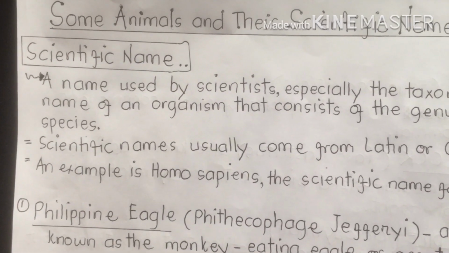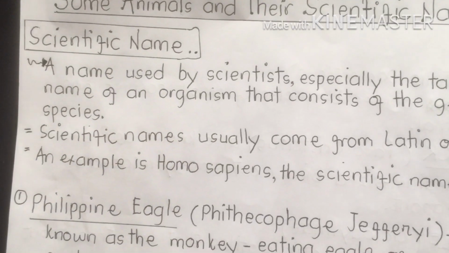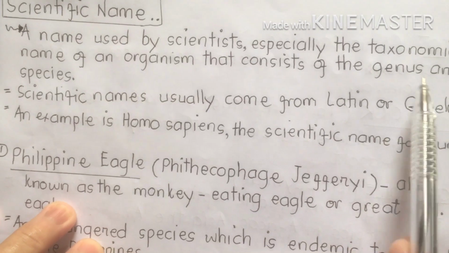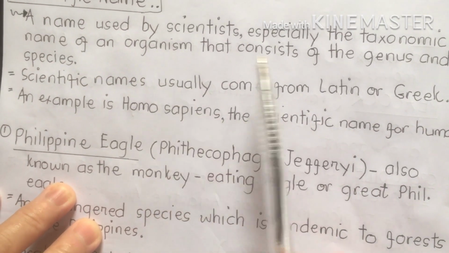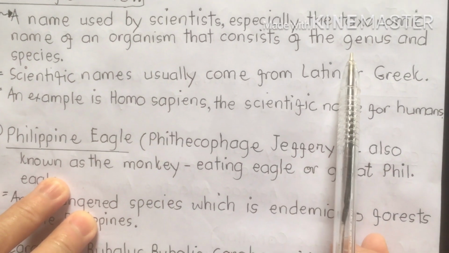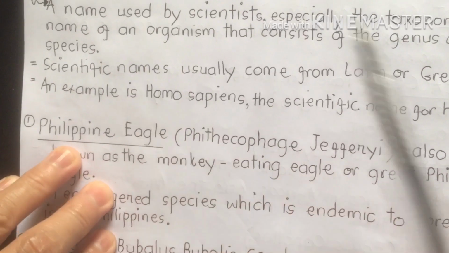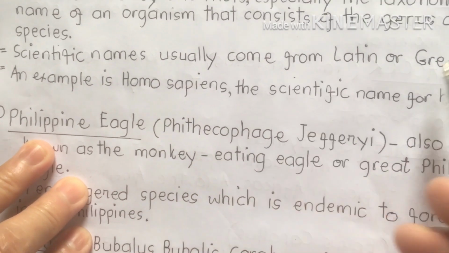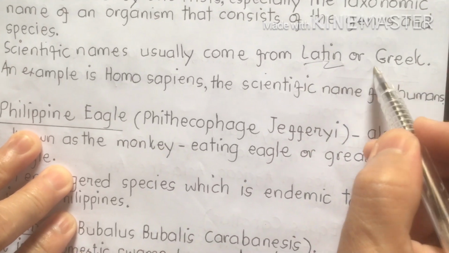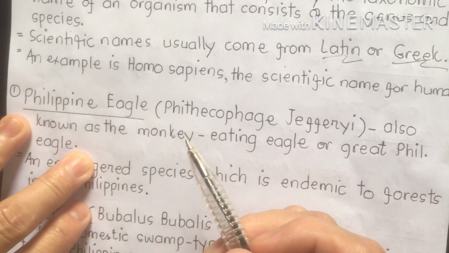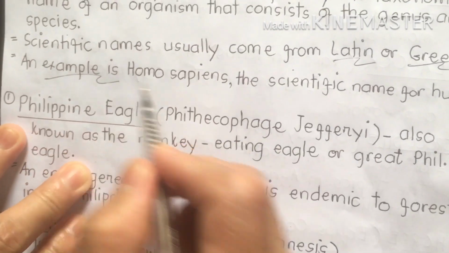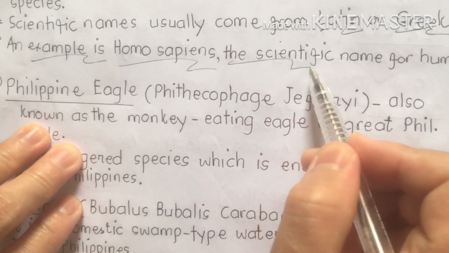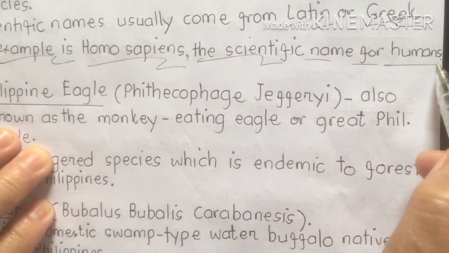Scientific name, class, is a name used by scientists, especially the taxonomic name of an organism that consists of the genus and species. Scientific names usually come from Latin or Greek. An example is Homo sapiens. Homo sapiens, class, is the scientific name for humans.